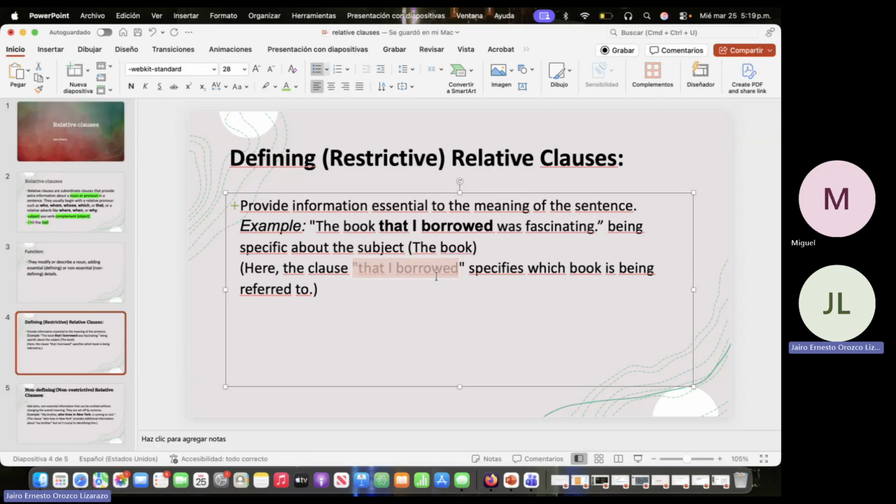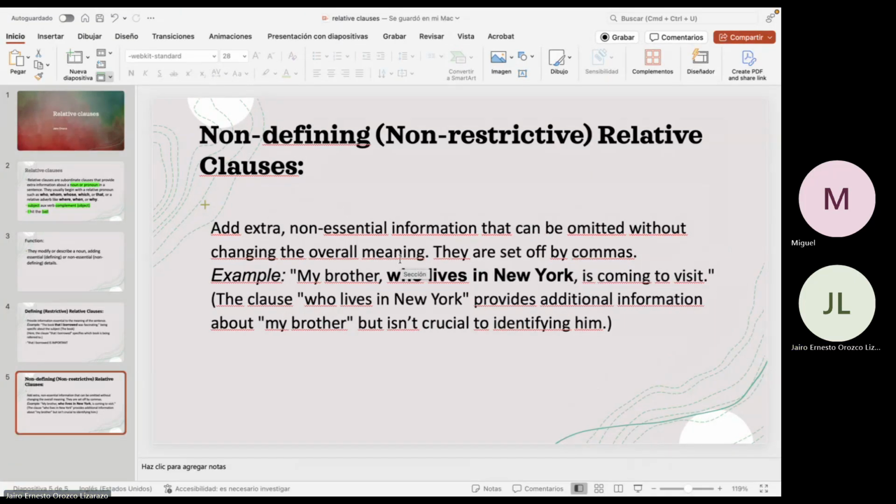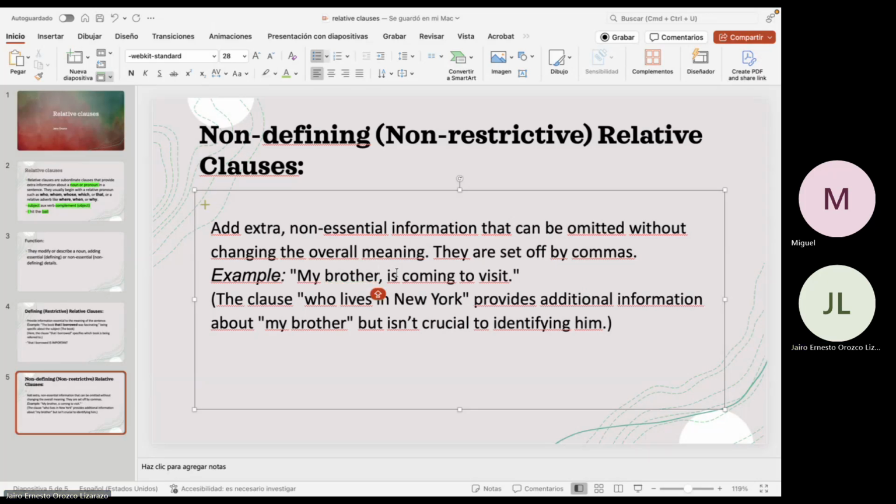So this information is, let me write it down, important, right? Non-defining or non-important information, right? For example, you say, hey, my brother is coming to visit, right? The person says, oh, cool, your brother, right? Why?